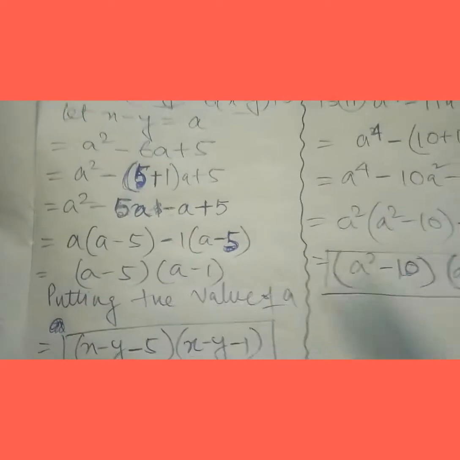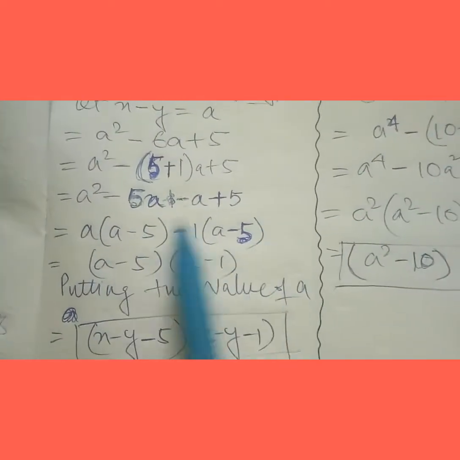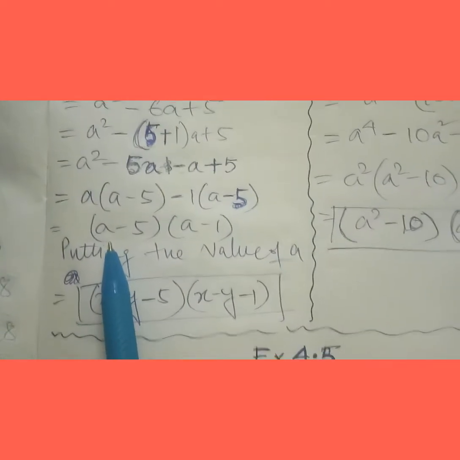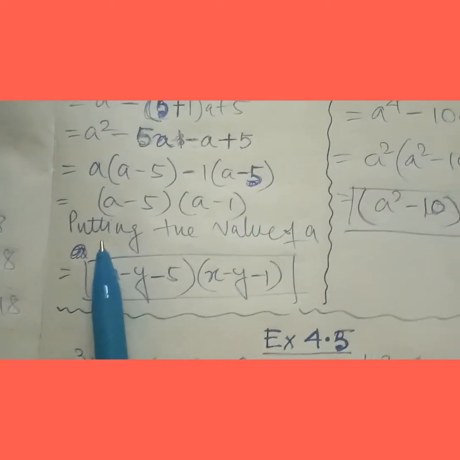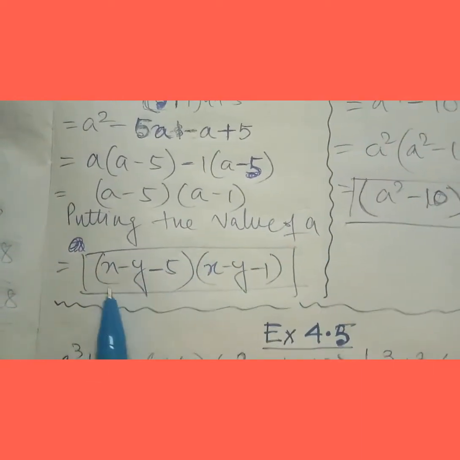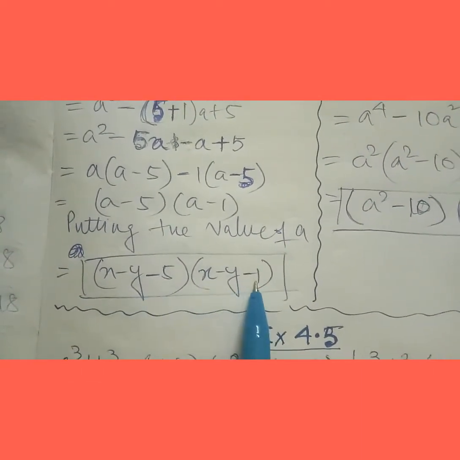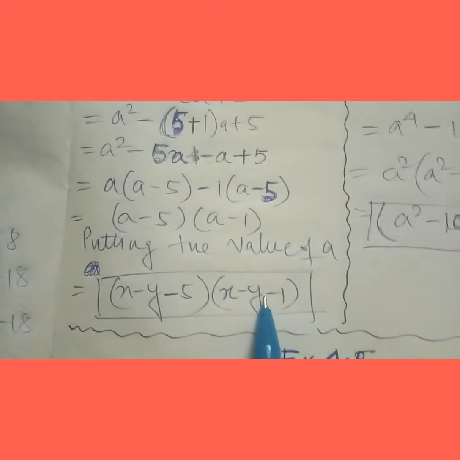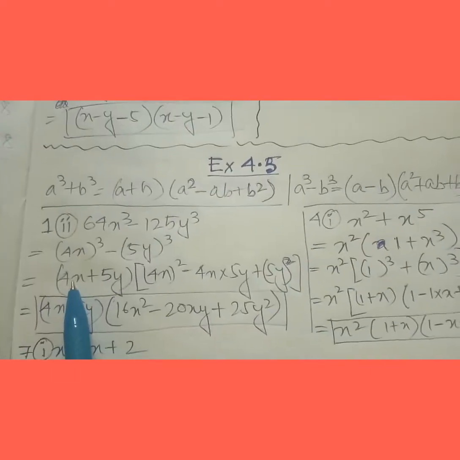Next, from here, this part and this part are coming common. Again, I am taking this one as the common part. Again, at the last, putting the value of a, we get x minus y minus 5 and x minus y minus 1. Okay, hope you've understood.